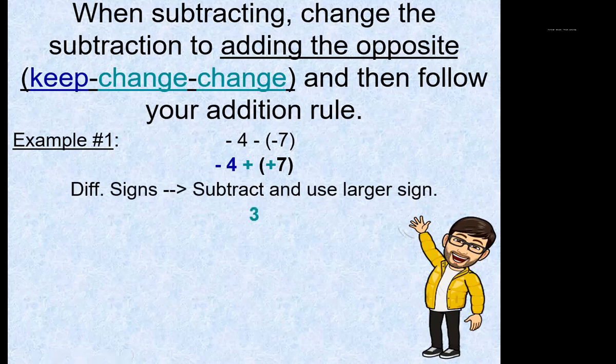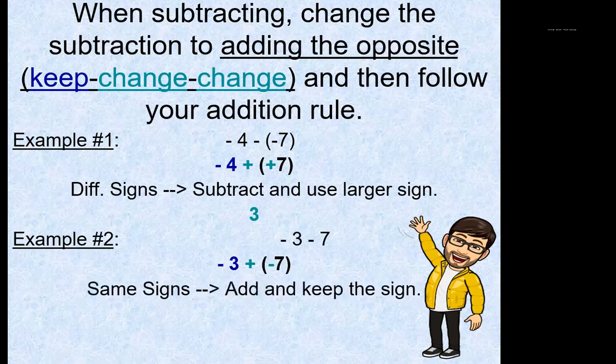3. Diba? Subtract and use the larger sign. So, 3 yung sagot. Next one, -3 minus 7. So, maging -3 plus -7. Tama? Kasi change. So, maging sagot, add and keep the sign. So, magiging -10. Very good. Diba? Ang dali lang. So, ganun lang kabilis at kadali. So, naintindihan? Very good. So, madali.